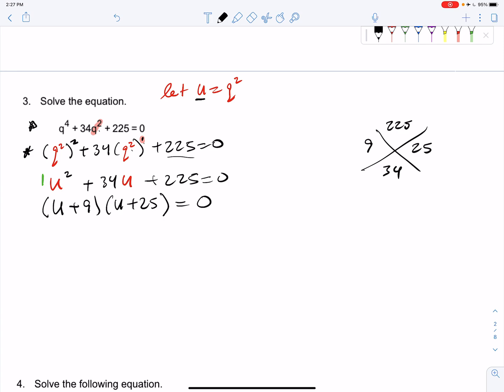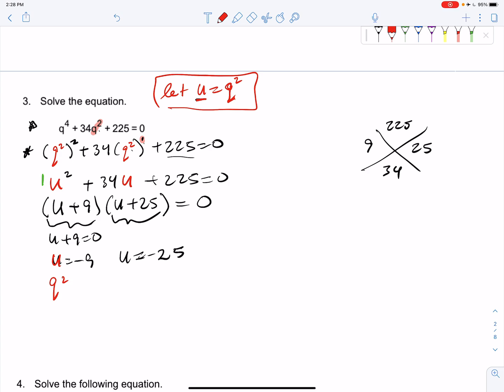And therefore, we are using the zero factor property, so that each factor equals 0. So U equals negative 9. Set this factor equal to 0, so U equals negative 25. And now remember, the original problem is we want to solve for Q, not U. So do your substitution. Wherever you see a U, replace it with a Q squared, just like our let statement. This is like our key at the beginning, right? Wherever you see a U, replace it with a Q squared.